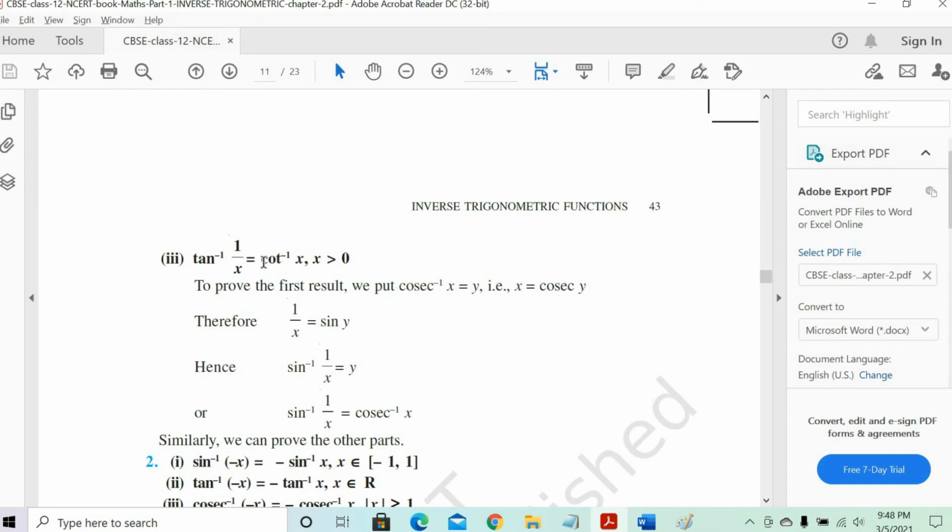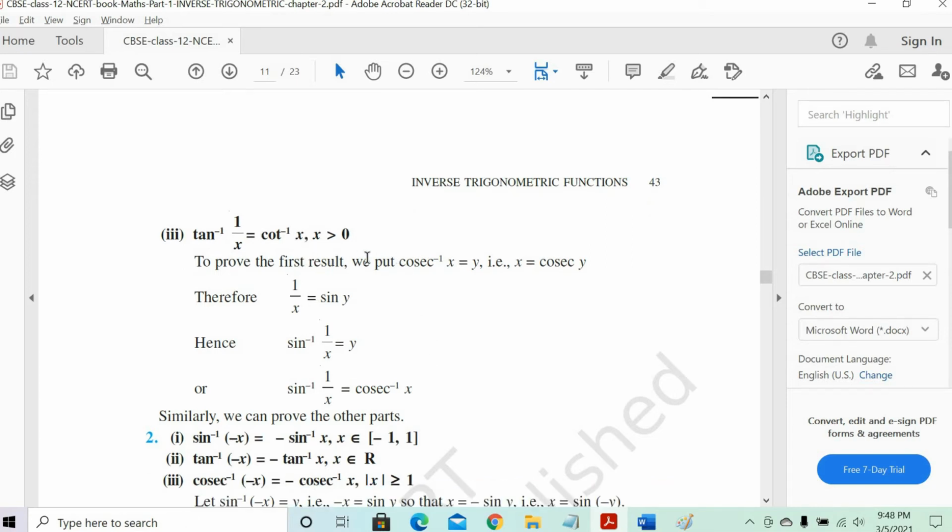You got it now? Excellent. Now let's go to tan inverse 1 by x is equal to cot inverse x, Vijay. Same method. Can you just do this part and send it to me? Yes, sir.